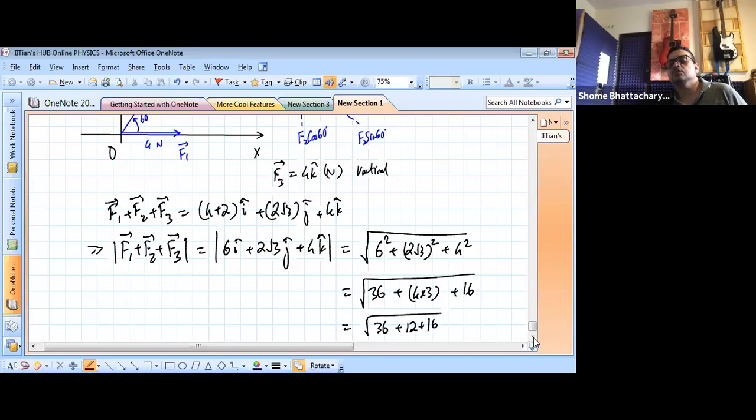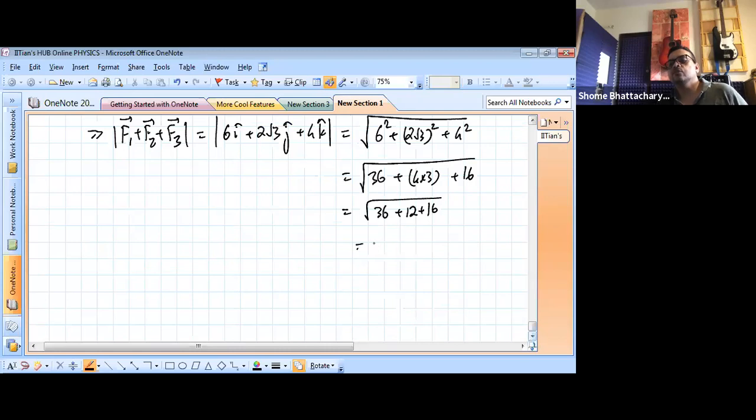So that will become how much now? 36 plus 12 plus 16, that is 64. Square root of 64. Okay, so magnitude of F1 plus F2 plus F3 is 8 newtons. The result is 8 newtons.